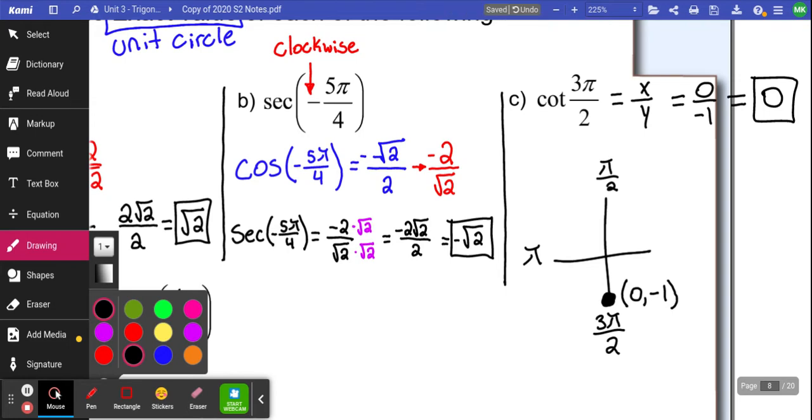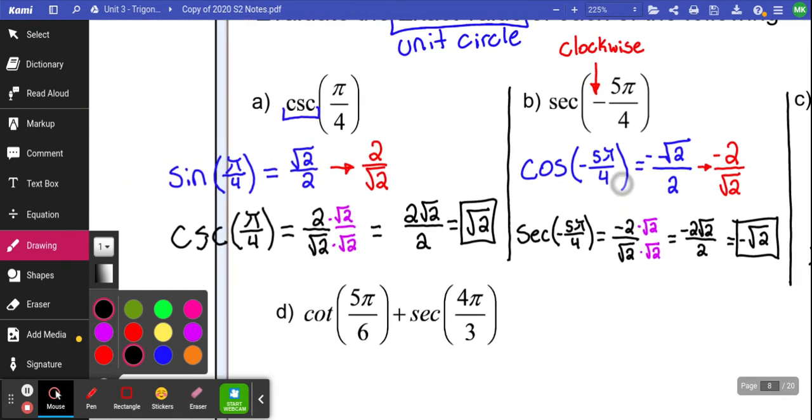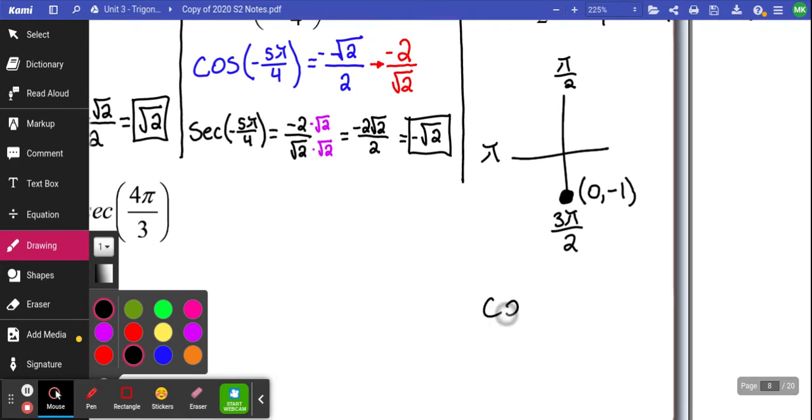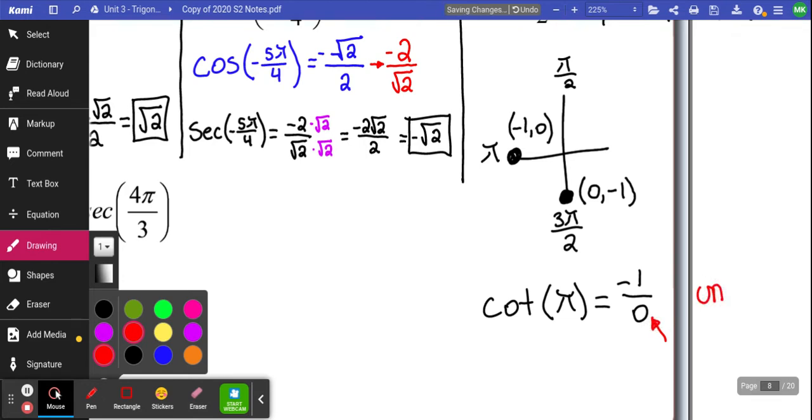So if you had the cotangent of pi or of 2 pi, then would you... If you had cotangent of pi, cotangent of pi would be this point over here. The x value is negative 1. The y value is 0, meaning I would have negative 1 divided by 0. You cannot do that. Can't divide by 0. So that means this is undefined.